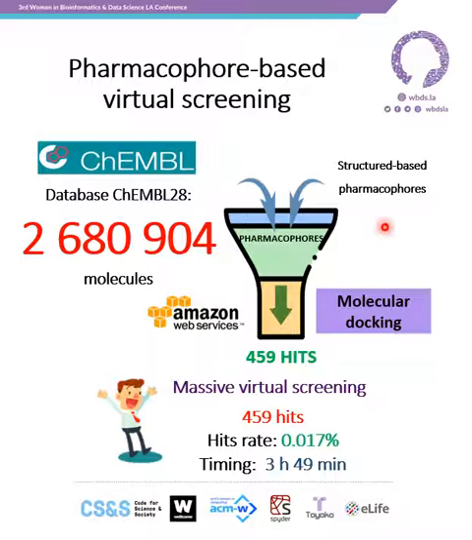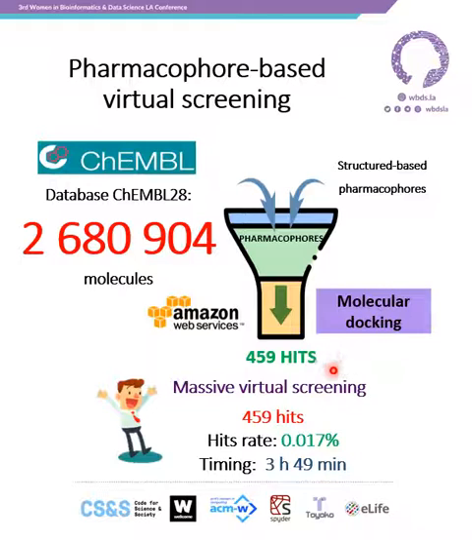We then used these models to run a massive virtual screening using the database Chemo28 that contains 2,680,904 molecules that were manually curated, and we used a virtual cluster on Amazon Web Services to make the process faster and more efficient due to the large number of molecules we were screening. The ligand-based model detected 41 hits in less than 3 days, but didn't identify any new candidates. Meanwhile, the structure-based model yielded 459 hits in 3 hours 49 minutes with a hit rate of 0.017%.